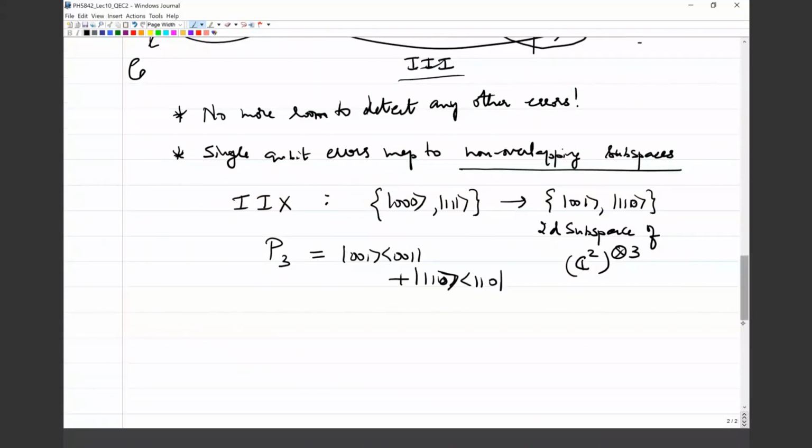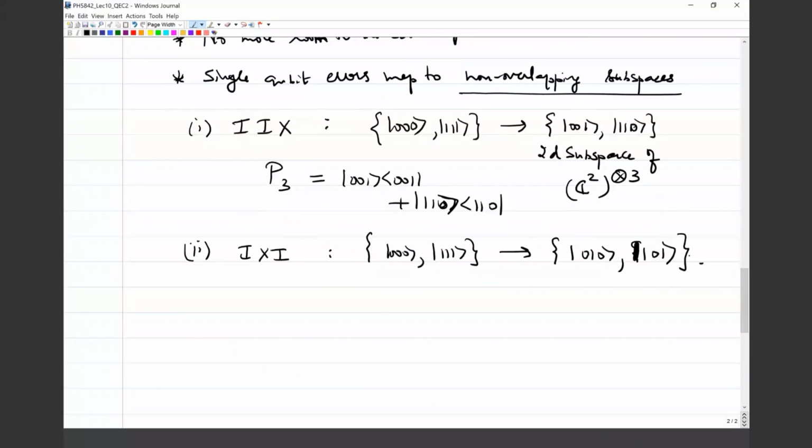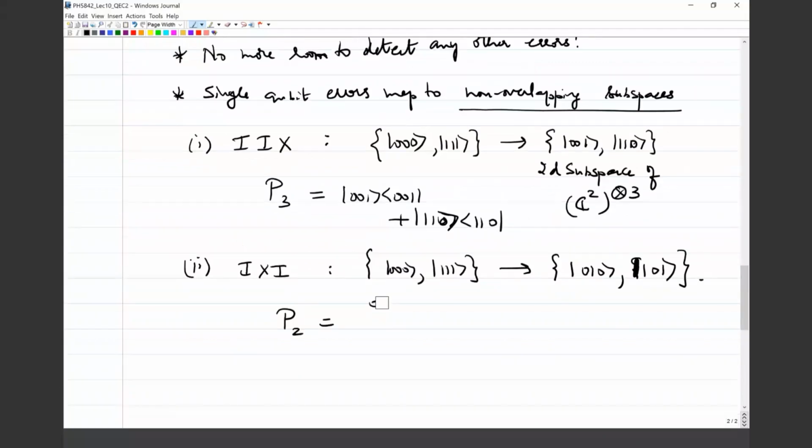Then there is, I'm just listing out these things, identity, X, identity. This will map your code space to the space which is spanned by 010 and 101. And the associated projector is simply this now.